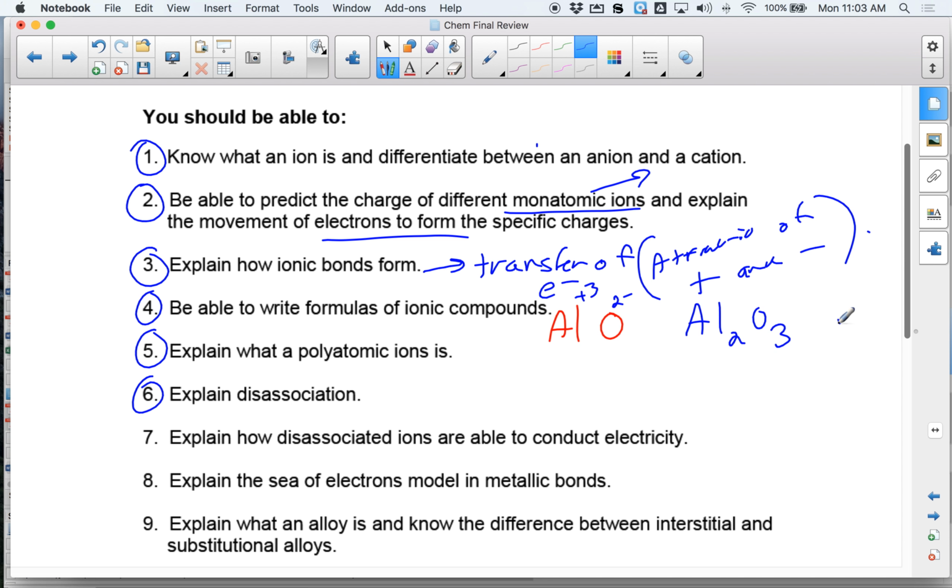Okay, explain what a polyatomic ion is. So something like SO4 that has a -2 charge. The whole point, remember, is this 1 sulfur and these 4 oxygen are all covalently bonded together, so they're basically stuck together. So it's a group of atoms that share an overall charge. That's what this says.